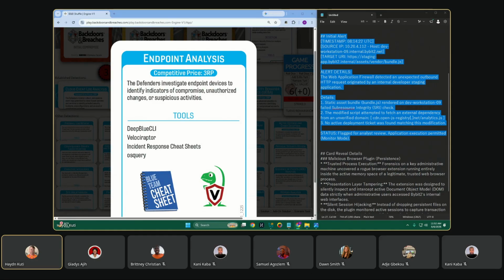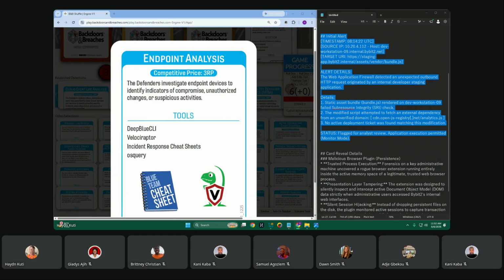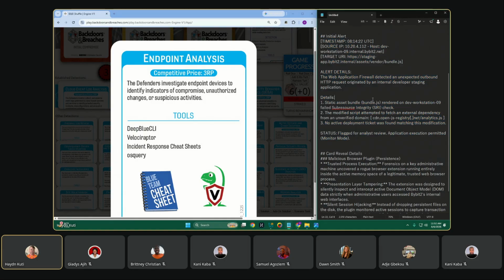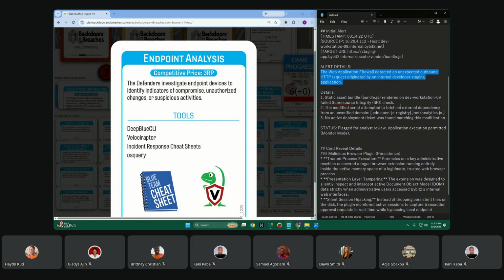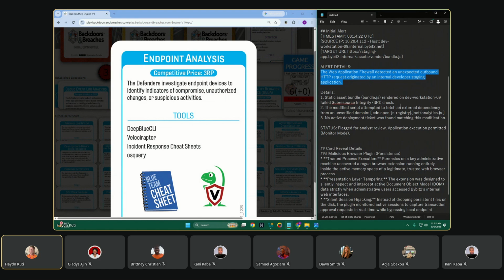Real quick, since Audrey just joined in, I'll give a quick rundown of where we're at right now. You guys got an alert saying the Web Application Firewall detected unexpected outbound HTTP requests originated by an internal developer staging application. Static asset bundles rendered on Dev Workstation 9 failed sub-resource integrity checks. The modified script attempted to fetch an external dependency from an unverified domain, and no active deployment ticket was found matching this modification.